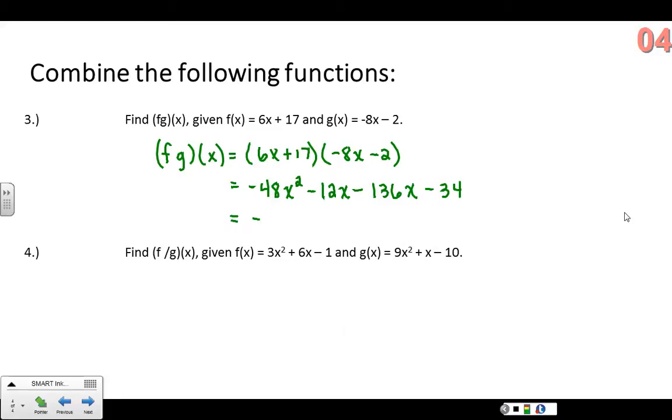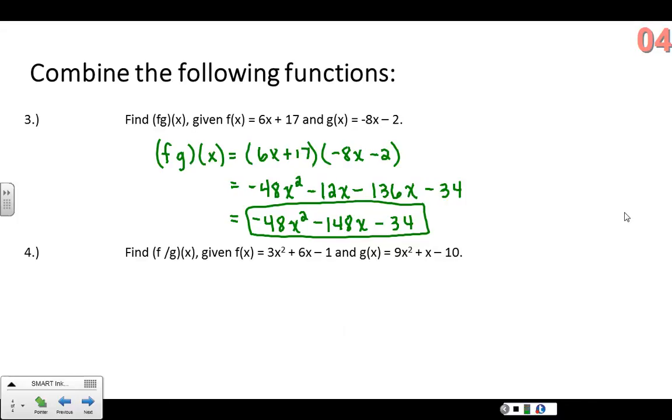Last step to combine like terms. Only have the one squared term. Negative 12 minus 136. That would be negative 148x. Then minus 34. Good old-fashioned multiplying polynomials together.